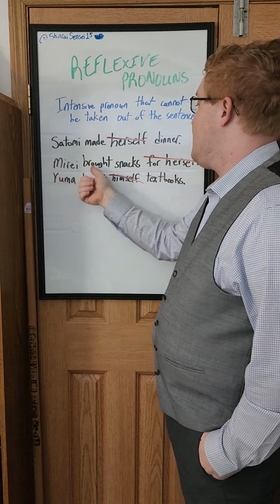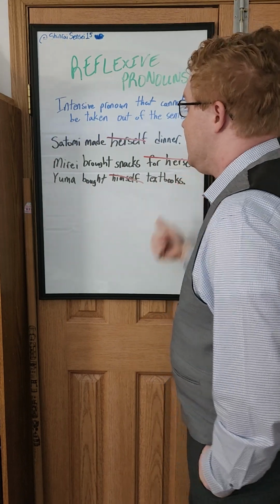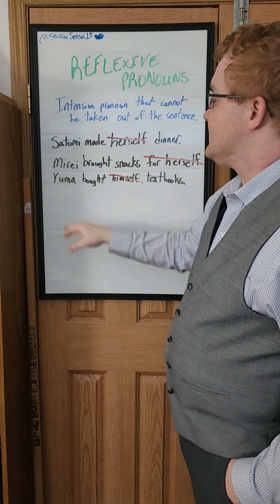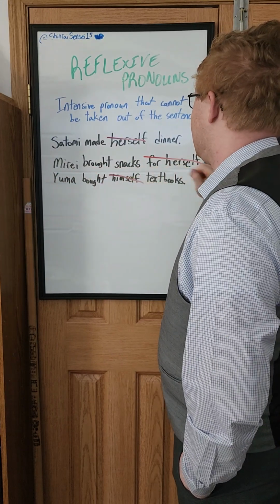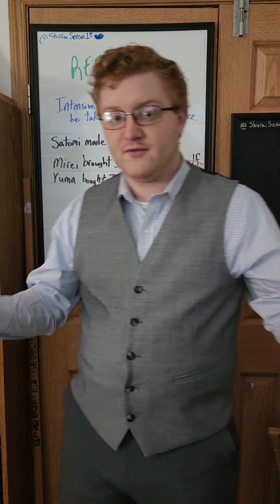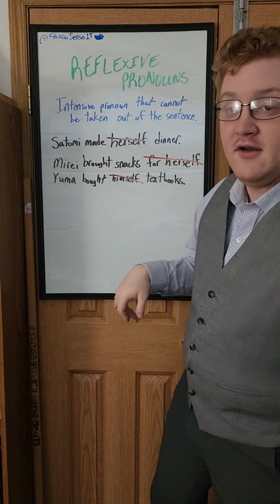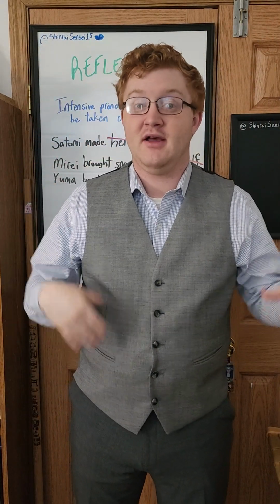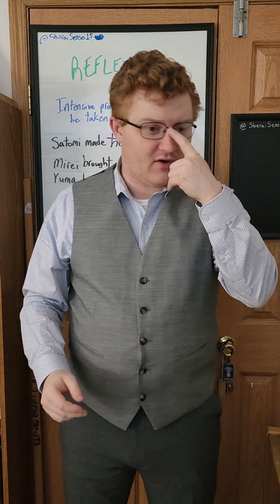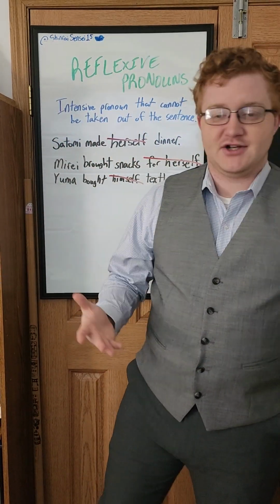Same with "Mirei bought snacks for herself," right? Now, in the intensive pronouns, this would have been "Mirei bought snacks herself," which you could remove the herself. But once you throw that "for" in there, that means that those snacks are her snacks. She's not letting you have any. They're hers, right?